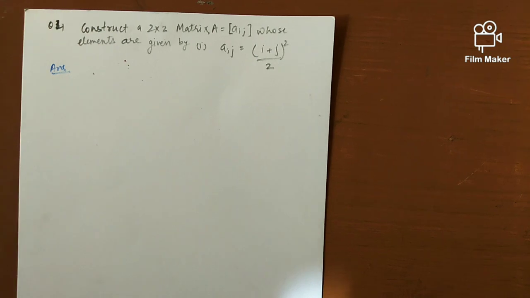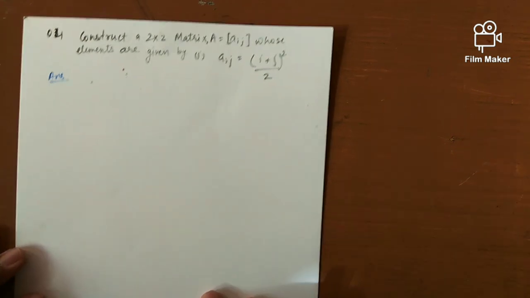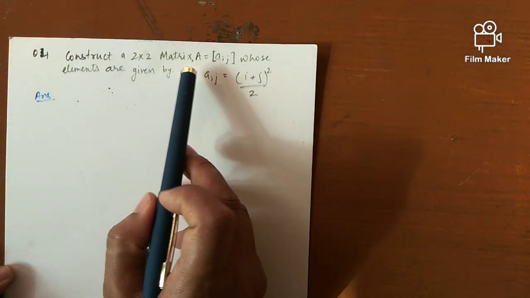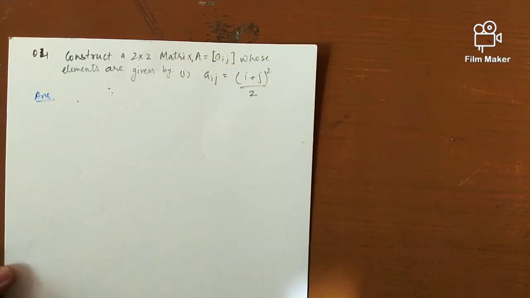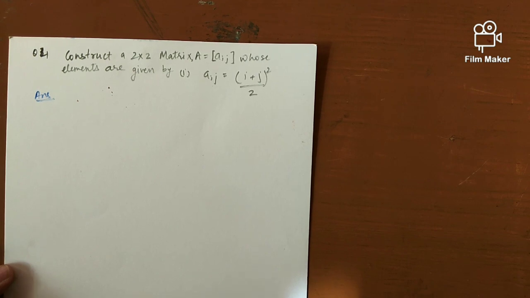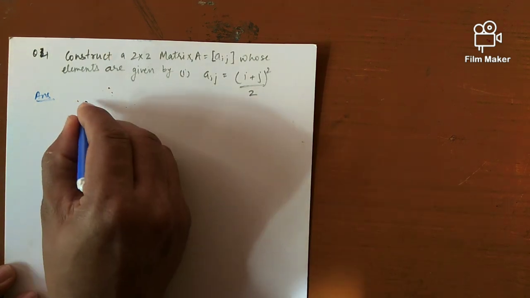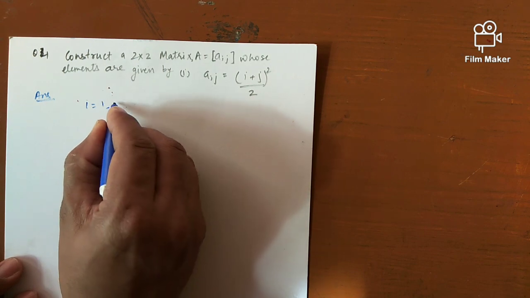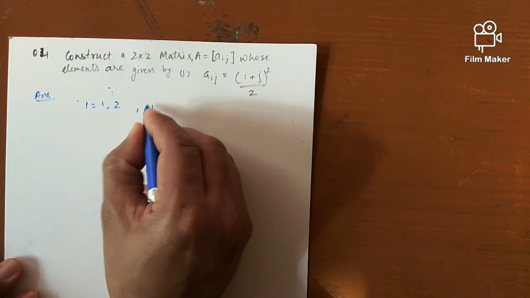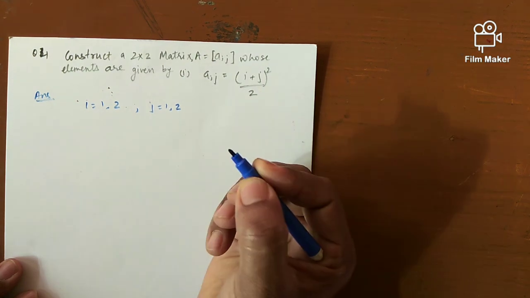Now you can see question number 4. Construct a 2 cross 2 matrix A equal to [aij], whose elements are given by, there are 3 parts. The first part is aij equal to (i plus j) whole square upon 2. You can see that there are 2 rows, so i can be row 1, row 2, and similarly j can be 1, 2 also.